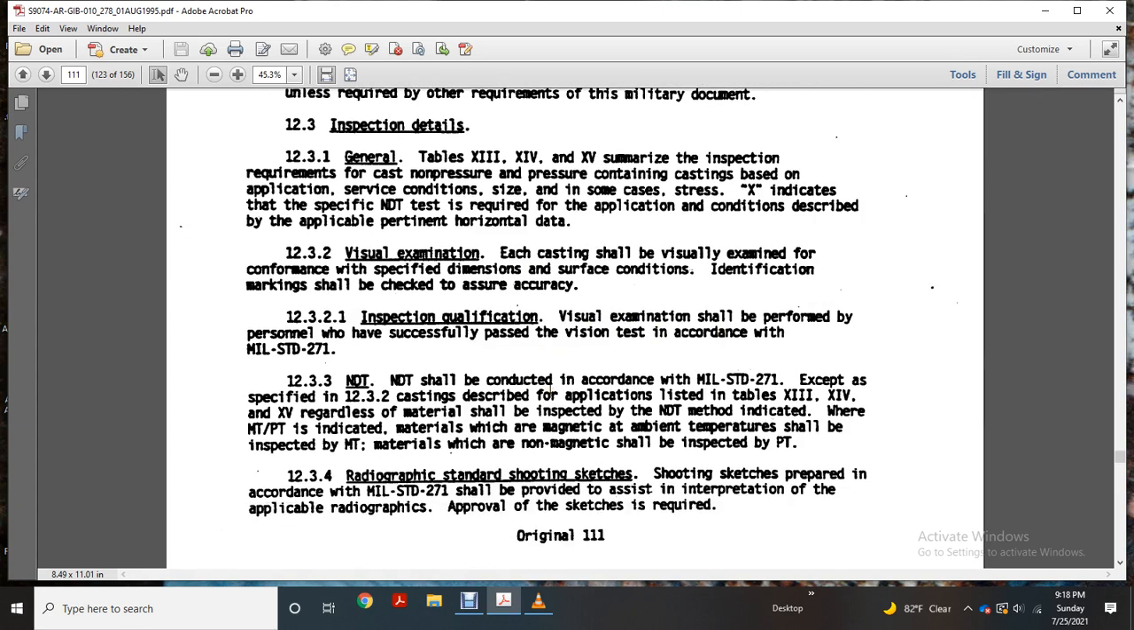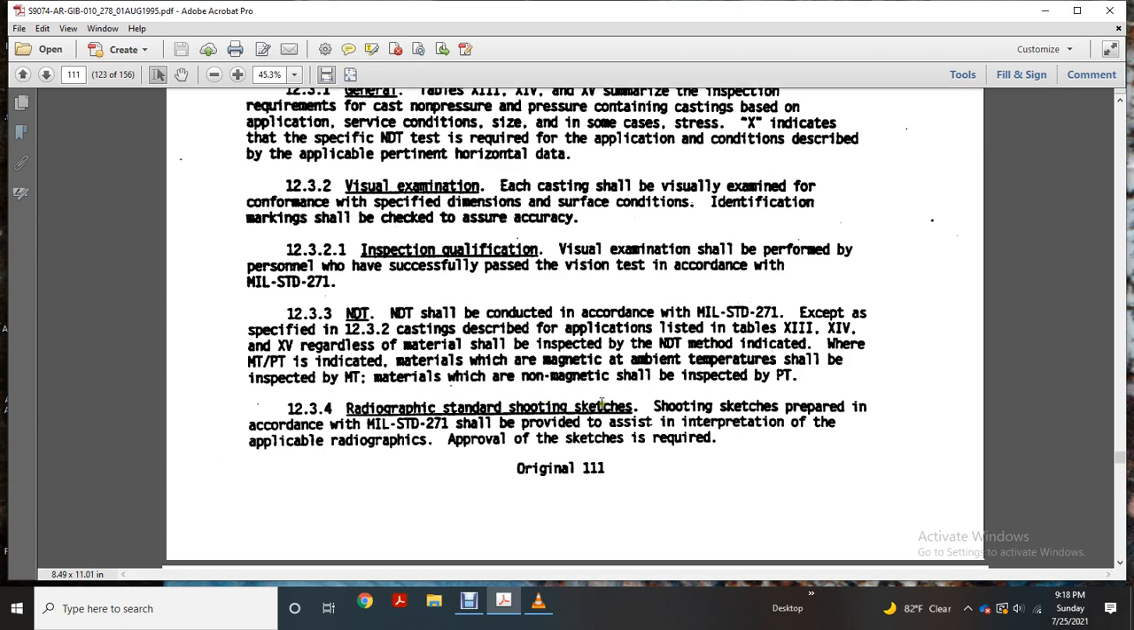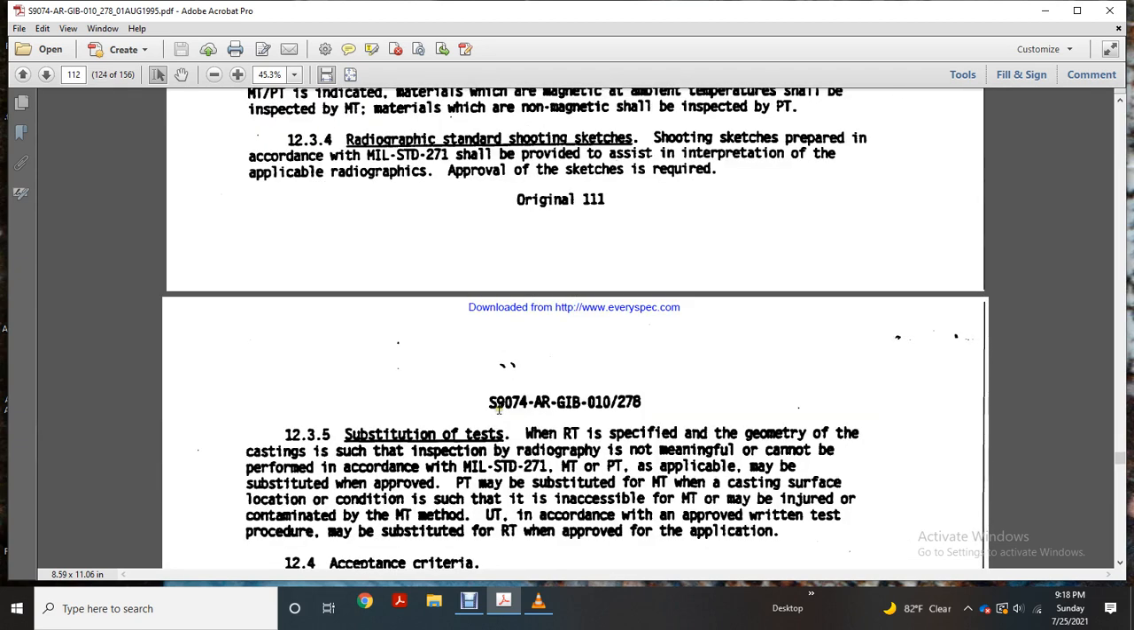Non-destructive test: non-destructive tests shall be in accordance with Military Standard 271, except as specified in 12.3.2. For castings described in the applications listed in tables 13, 14, and 15, regardless of material, inspect with the non-destructive test method indicated. Magnetic particle testing applies to materials that are magnetic at ambient temperature; non-magnetic materials shall be inspected with penetrant testing. Radiographic examination requires shooting sketches prepared in accordance with Military Standard 271, with a specific interpretation of the application radiographs; approval of the sketches is required.